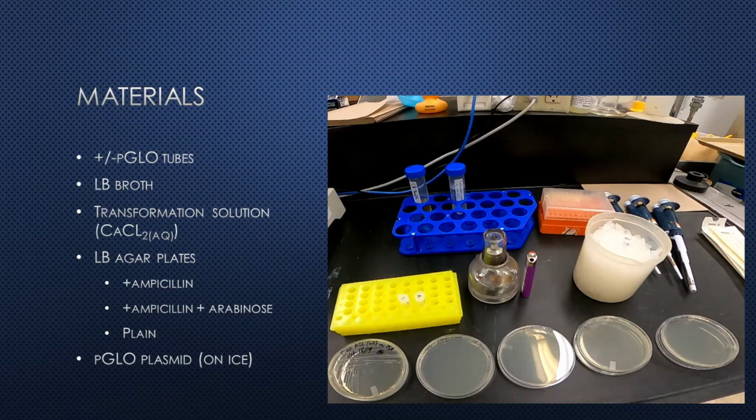For this transformation experiment, we will need an Eppendorf tube labeled positive pGLO, which will contain transformed bacteria, and another labeled negative pGLO, which will contain a control sample not given the plasmid, a tube of LB broth, and a tube of transformation solution. This is a water and calcium chloride solution, just meant to stress the bacteria, making them competent to take up exogenous DNA. And then we'll need LB plates containing ampicillin, LB plates containing ampicillin and arabinose, and then plain LB plates containing no added ingredients. Finally, you need the pGLO plasmid, which should be kept on ice for the duration of the experiment.